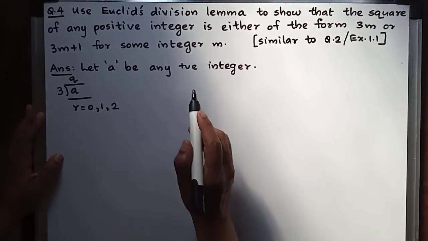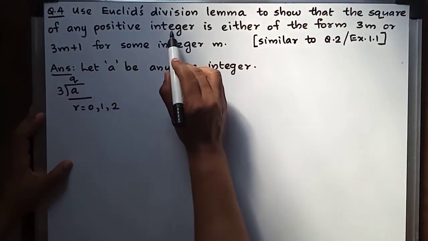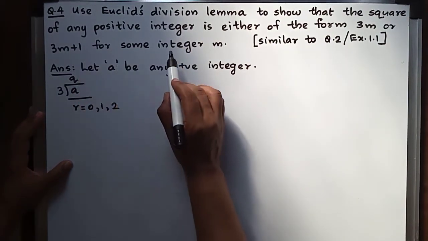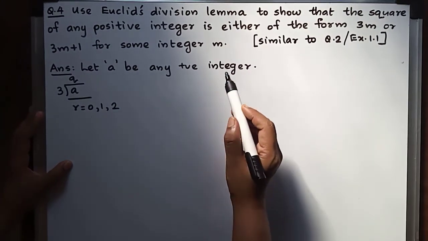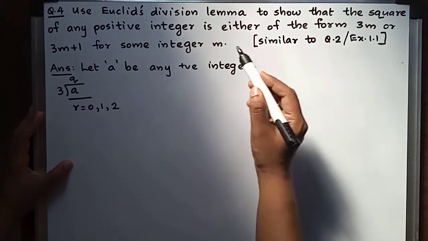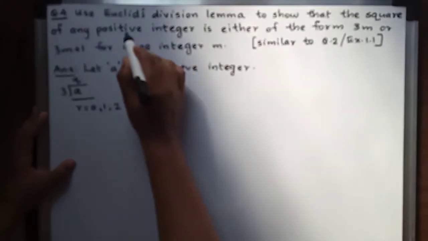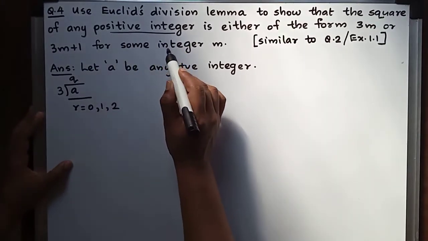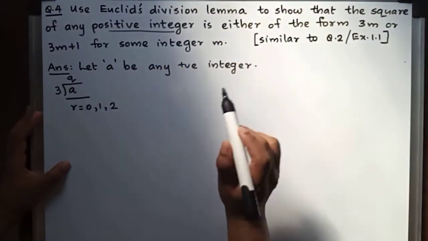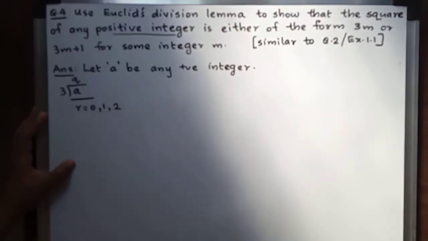This is our fourth question. Use Euclid's division lemma to show that the square of any positive integer is either of the form 3m or 3m plus 1 for some integer m. See, this question is almost similar to the second question of the same exercise. First we will assume that a is any positive integer. Why have we taken a positive integer? Because it is given: for any positive integer, the square is either of the form. So we have assumed that a is a positive integer.